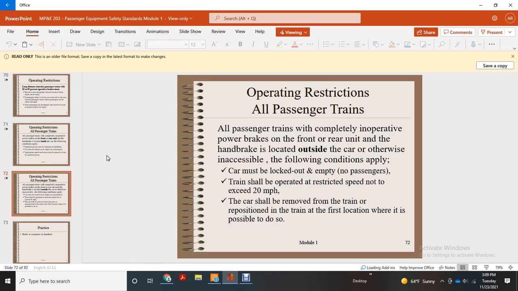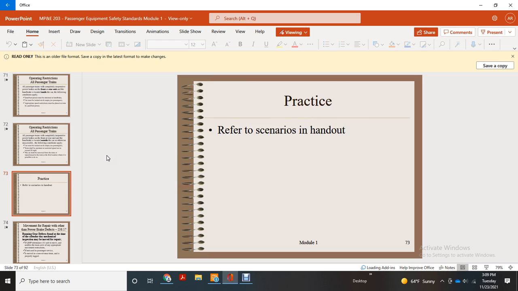Operating restriction on all passenger trains. All passenger trains with completely inoperative power brakes on the front and rear unit, where the handbrake is located outside of the car or otherwise inaccessible, have the following conditions apply. The car must be locked out and empty with no passengers. The train shall be operated at restricted speed, not to exceed 25 miles per hour. The car shall be removed from the train at the first location where it is possible to do so.